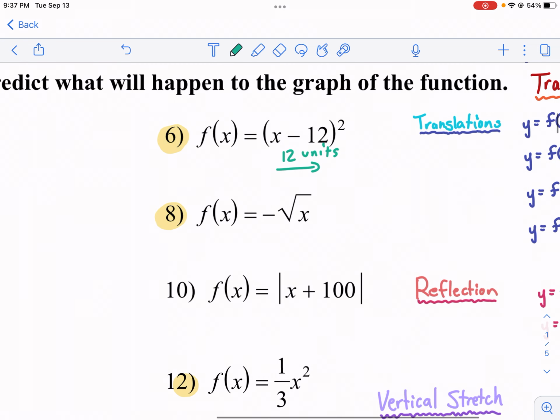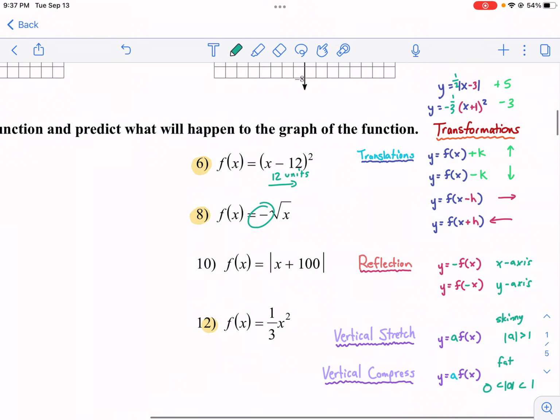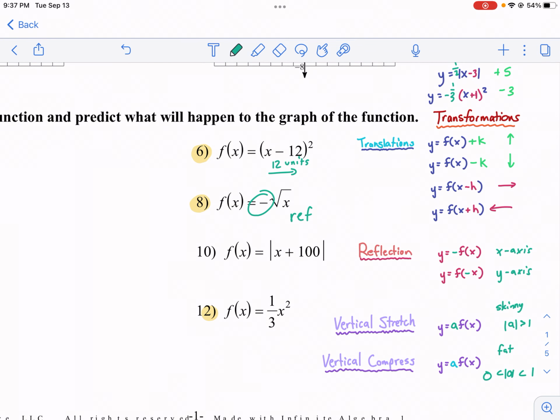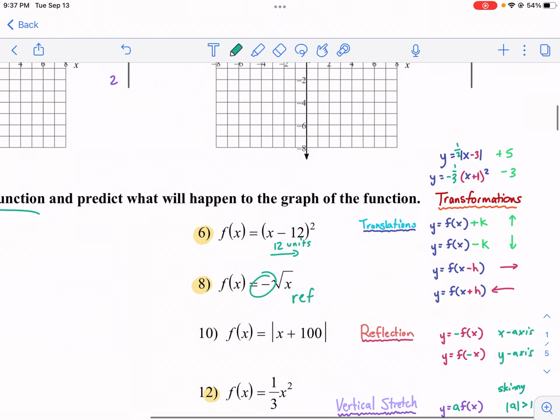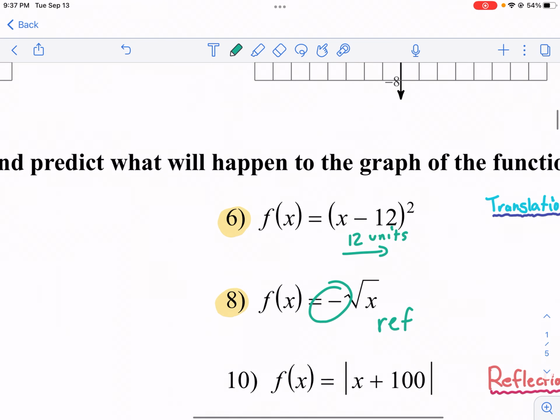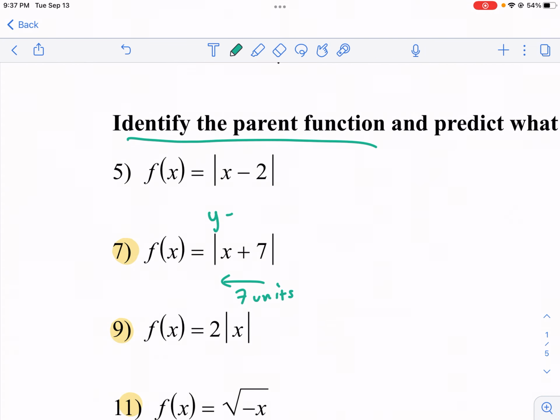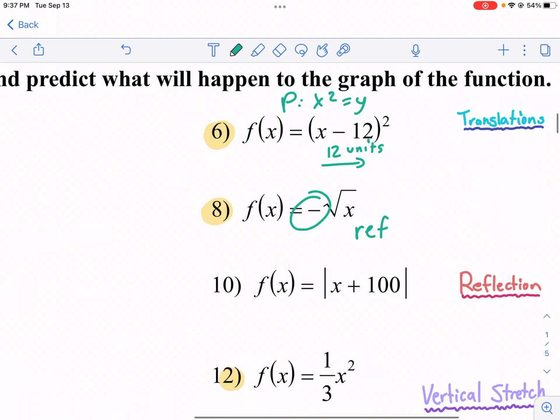Now, 8, we don't have any addition or subtraction, but we have this negative sign out in front. That negative sign means we are going to be reflecting. Oh, I forgot something. It says identify the parent function. I'm so sorry. I forgot that component. So for number 6, our parent function was x squared. So our quadratic, y equals x squared. For our parent function over here, that was y equals absolute value of x. Now I'm with it. Parent function for number 8 is absolute value of x. What am I thinking? No, it's square root. I don't know why I thought so. Y equals square root of x.